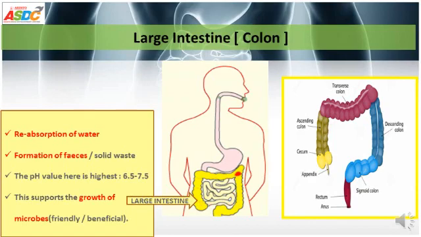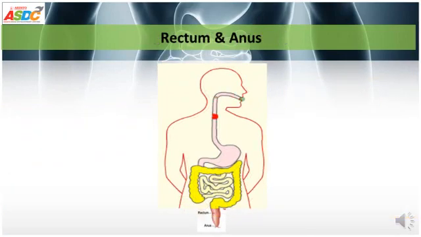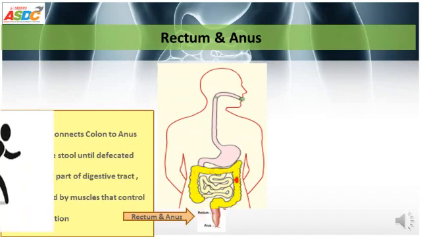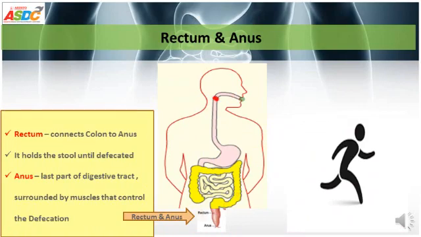The stool that is formed in the large intestine is stored in the rectum temporarily and then sent further into the last part of the digestive tract, which is called as anus. Anus is surrounded by muscles that control the defecation until one finds a right place to defecate.